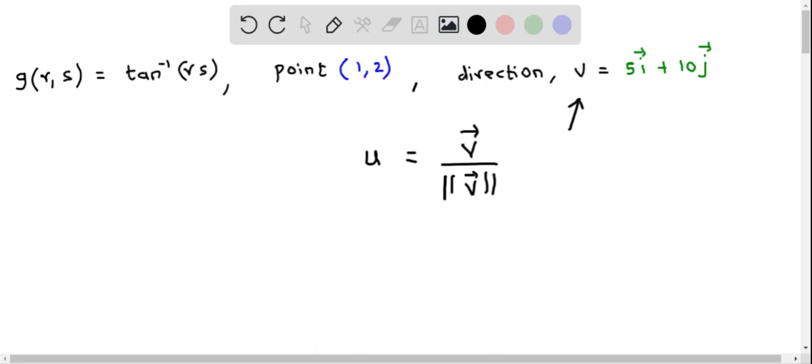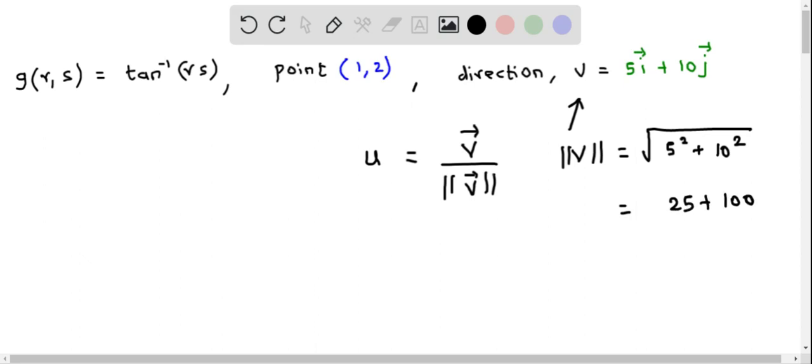We have to find the magnitude of the v vector. We take the square root of the sum of the squares of the components, that is 5 squared plus 10 squared, and this equals the square root of 25 plus 100, which is 125. We can simplify this further.